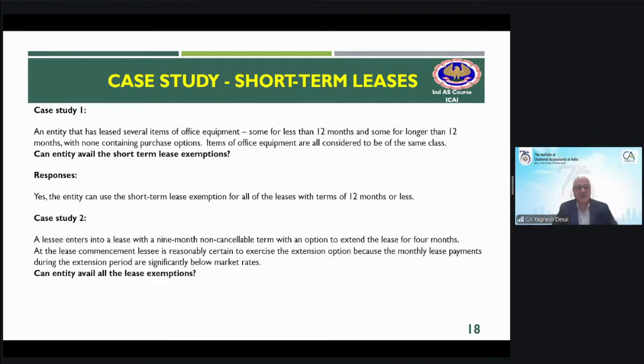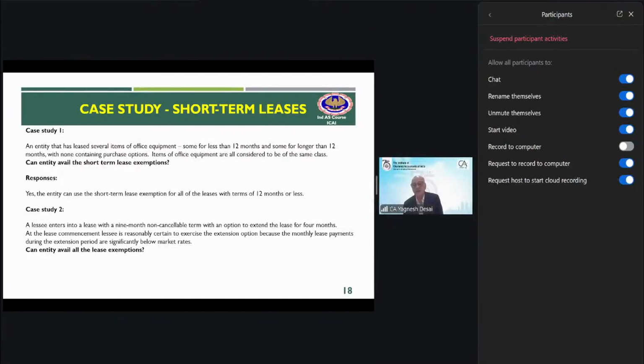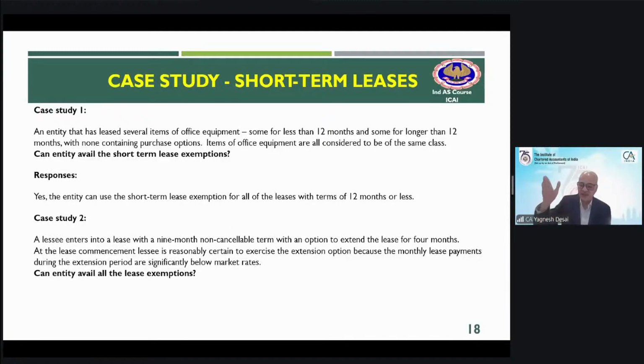Here is an example of short-term leases. Now, what is the key word for short-term leases? A, class by class, or B, asset by asset. For short-term leases, of 12 months, it is class by class, not lease by lease. Lease by lease is for low value assets. Remember the example I gave you about 40,000 rupees per laptop, and the threshold limit of low value is either 40,000 or 50,000 rupees.